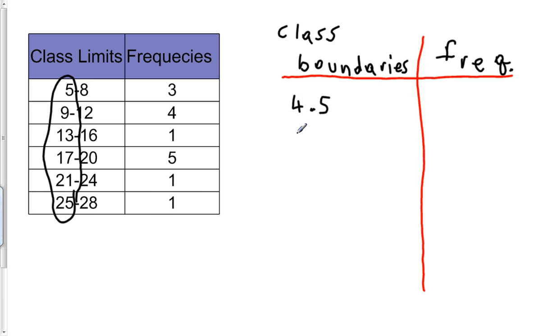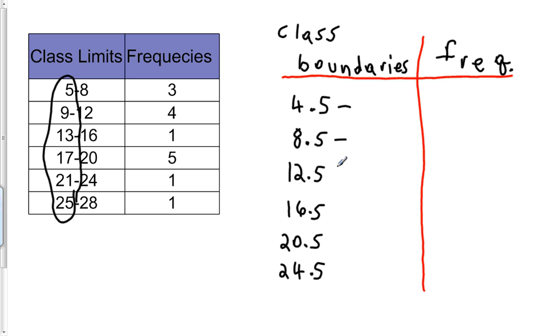If I subtract 0.5 from 9, I get 8.5. And if I subtract 0.5 from 13, I get 12.5. I'm going to continue on in this fashion until I've done all my lower class limits and turned them into lower class boundaries. So the next one will be 16.5, and then the next one will be 20.5, the next one will be 24.5. So there I've created all of my lower class boundaries.